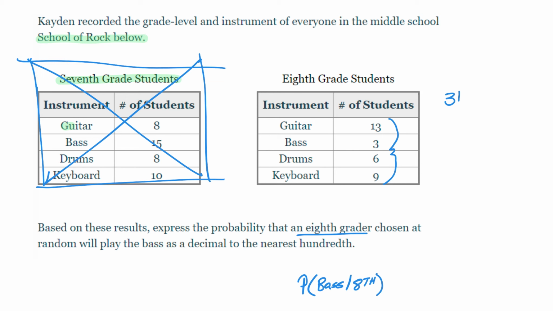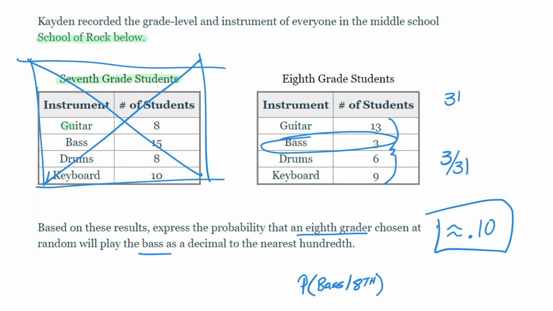Now our favorable outcomes, again, this is not your favorite instrument. This is just the information we're interested in. We're interested in those 8th graders that play the bass. So the 8th graders that play the bass are only 3 of the 31. So we are very unlikely to choose the bass players as a random selection. So our probability ends up being approximately 0.10. It did ask me for the hundredths place. It did not round up. So this would be our answer for our probability.